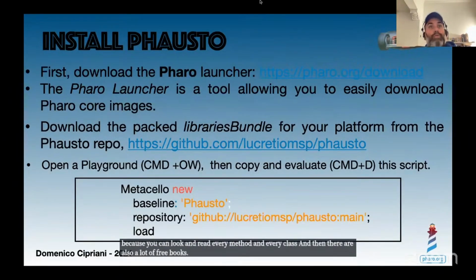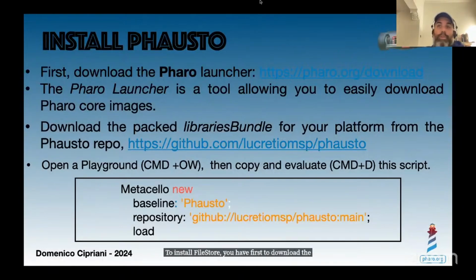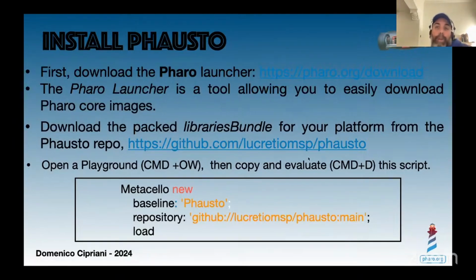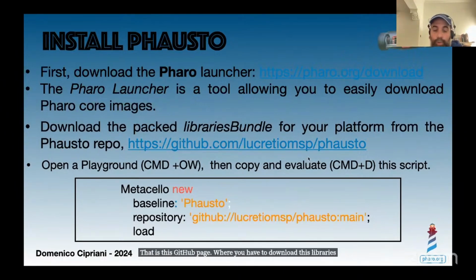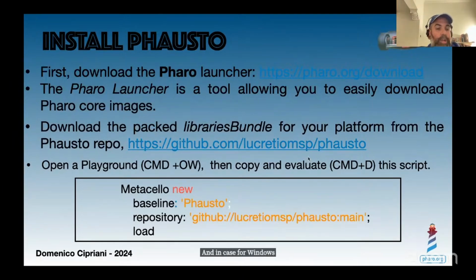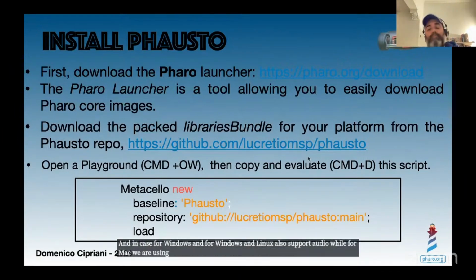To install Phausto, you have first to download the Pharo Launcher. That is a tool that is used to launch Pharo images. Then there is this GitHub page where you have to download this libraries bundle. That is a folder that contains the compiled dynamic engine, the libfaust, and in the case of Windows and Linux also PortAudio, while for Mac we are using Core Audio for the sound. And then we just have to copy this command on the playground. That is where we play with our code in Pharo, and it will load everything we need.